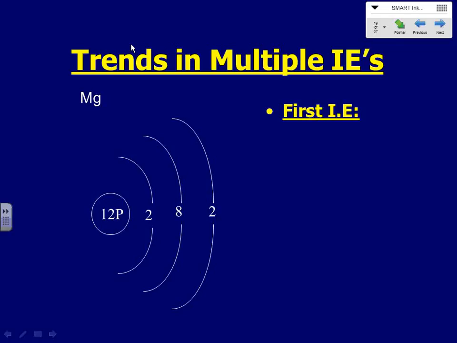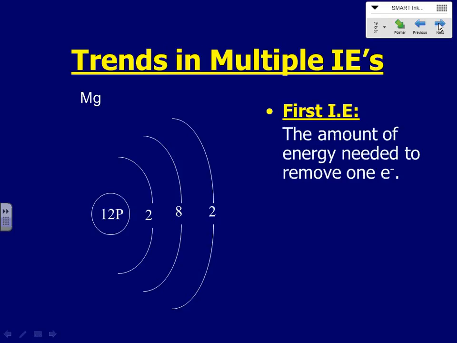So good old magnesium, 2-8-2, located there on the periodic table. We turn up the voltage, take one away. That energy needed is now called the first ionization energy, the energy needed to remove one electron.